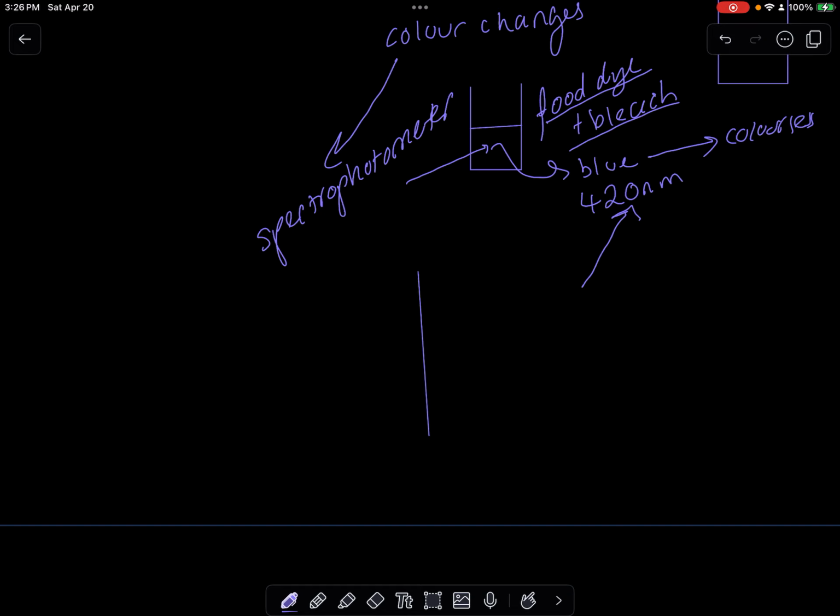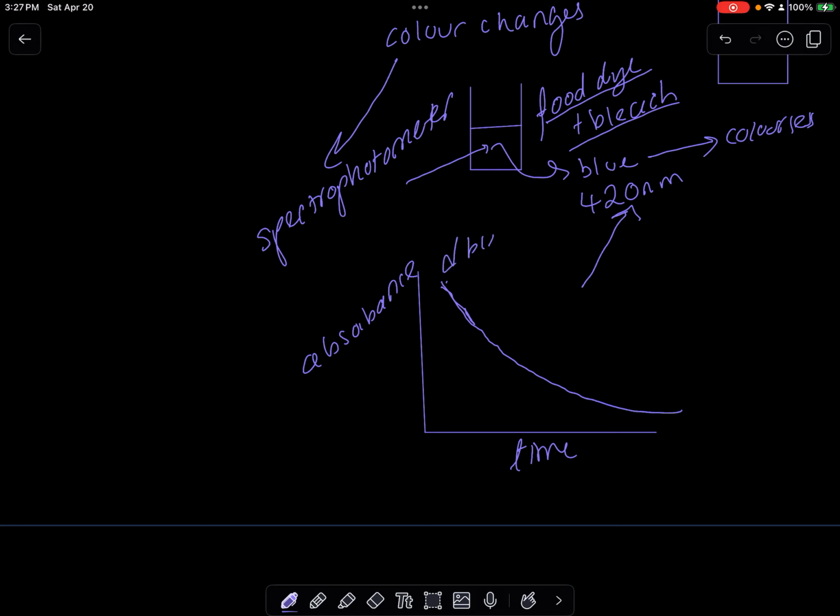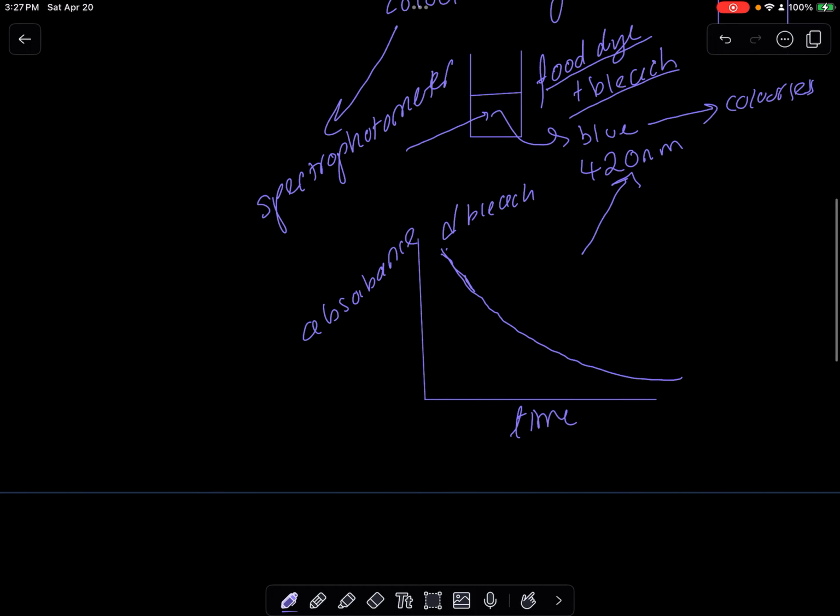So what we can do is plot what we call an absorbance time graph. So we have absorbance, and then we have time. And as the reaction progresses, if the color is changing and becoming colorless, let's say we add the bleach here, we can measure the change in absorbance with respect to time. So color changes can also be used.